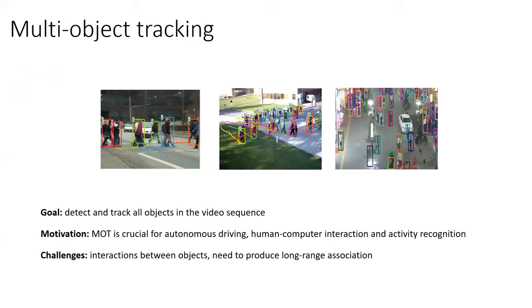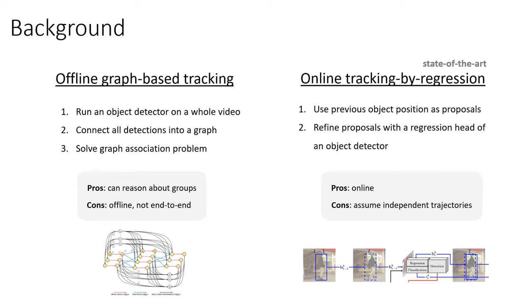So as the title suggests, in this work we're interested in multi-object tracking. Our task is to detect and track all objects in a video sequence. This is an important task because it's crucial for autonomous driving and for human-computer interaction. It's also used in activity recognition and in many other fields. And it's challenging because the scene can be full of dense interactions, can be crowded, and this hinders us from producing robust long-range associations.